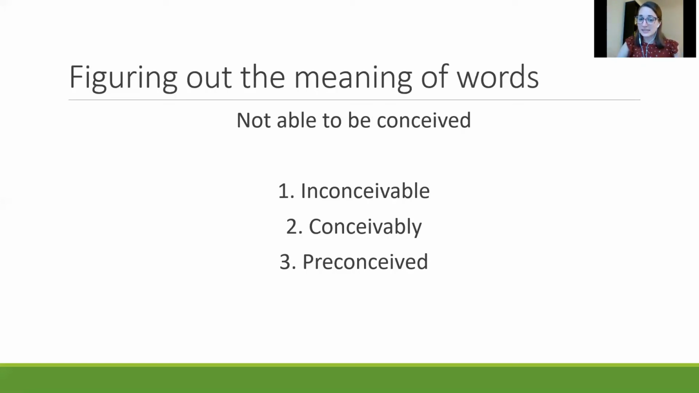So I see inconceivable, conceivably, and preconceived. Well, preconceived would be about before something, so that one is automatically out. Both conceivable and conceivably have that ABL or ABLE in there. And so with this one, I want to look for which one means not. And that's where I find the IN at the beginning, inconceivable.